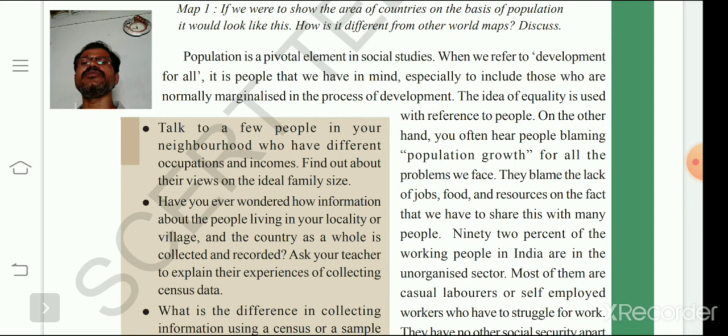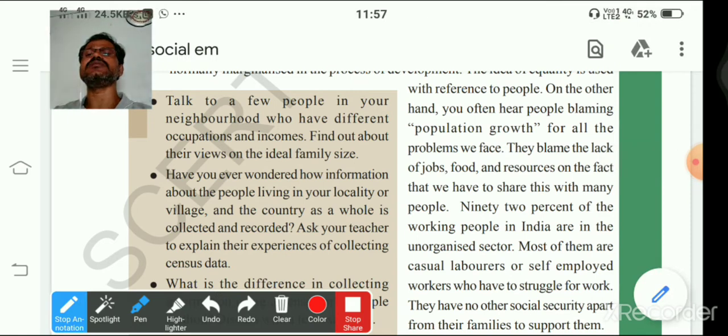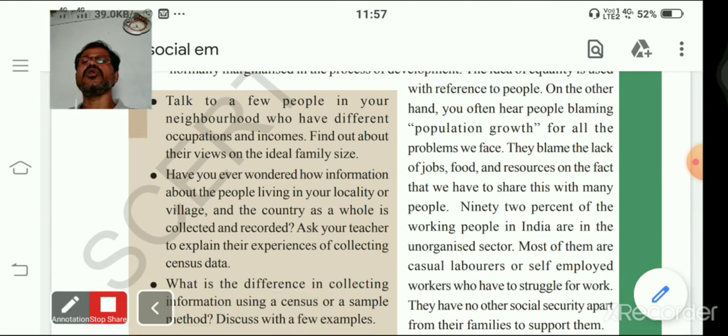There is shortage of food. That means the food we cultivate is not enough to meet the needs of the people. In fact, we have limited resources, and these limited resources we need to share with many more people. So people blame that lack of jobs, food, resources is just because of overpopulation.